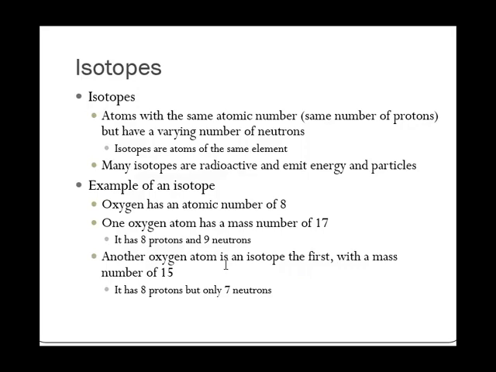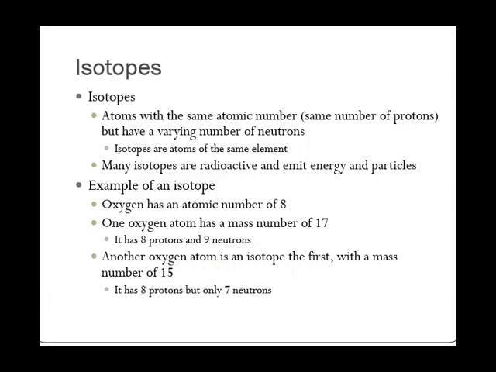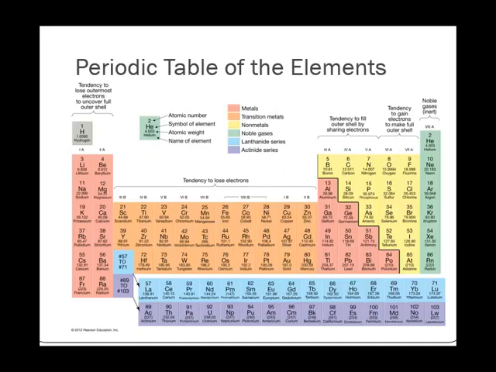Another oxygen atom has a mass of 15. That means it also has 8 protons, because it's oxygen, by definition it has to have 8 protons, but it only has 7 neutrons. How many electrons do they have, by the way? Well, the answer is, generally speaking, things will be neutrally charged, so we'll generally have 8 electrons. And again, this table, which we looked at a few moments ago, is based on the idea that different atoms have different numbers of protons. The number on top is the number of protons they have.